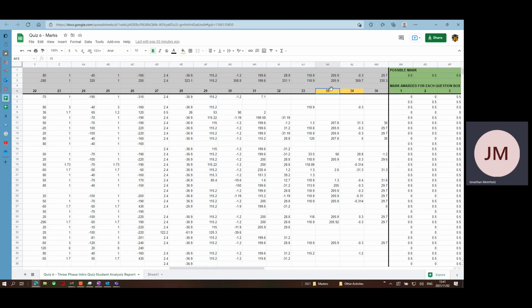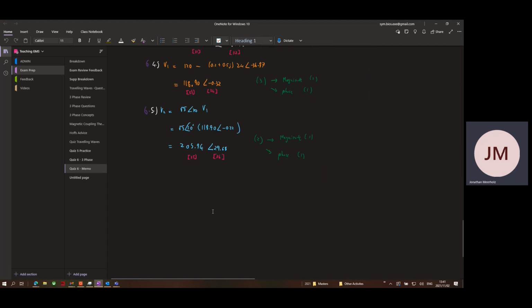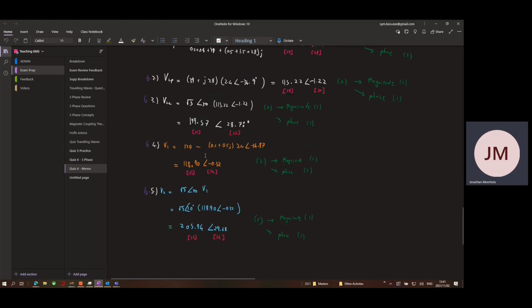And 34 and 35 have also been flipped. 34 was the phase of the second last question, and this is the last question. These two are 35 and 34. If I go to the last question, you'll see 35 and 34, 6.5. For this one, I saw quite a few people getting minus 0.4, so I just included that as an acceptable answer. A few people's marks will go up because of that. That's for 34.